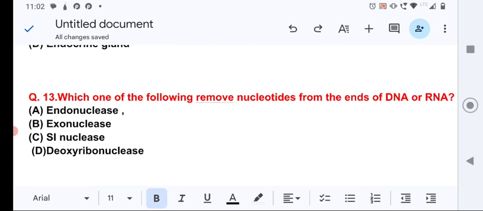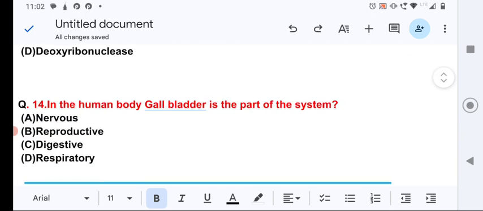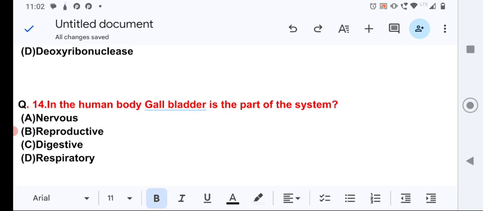Now, the question number 13. Which one of the following removes nucleotides from the ends of the DNA or RNA? This is the exonuclease. Now, question number 14. In the human body, gallbladder is a part of the system. It is a part of liver, and liver and pancreas are associated glands of the digestive system. We know digestive system consists of alimentary canal and associated glands.